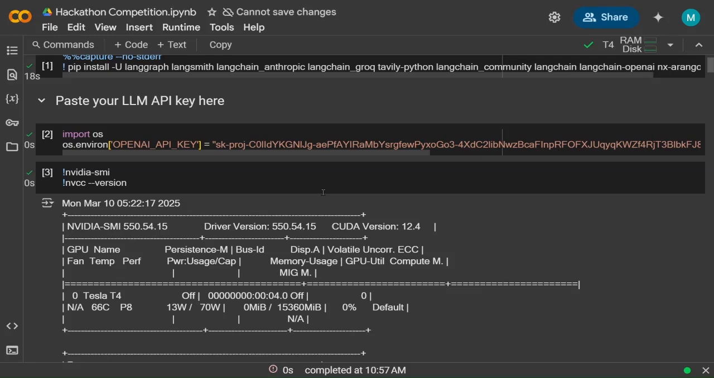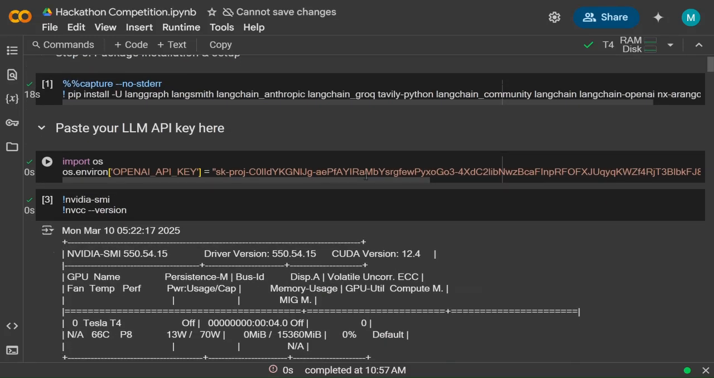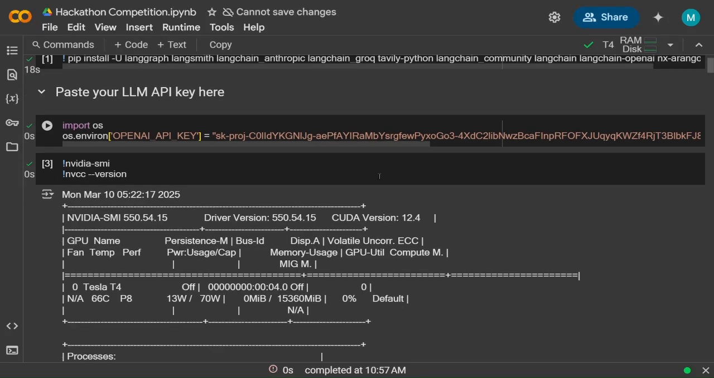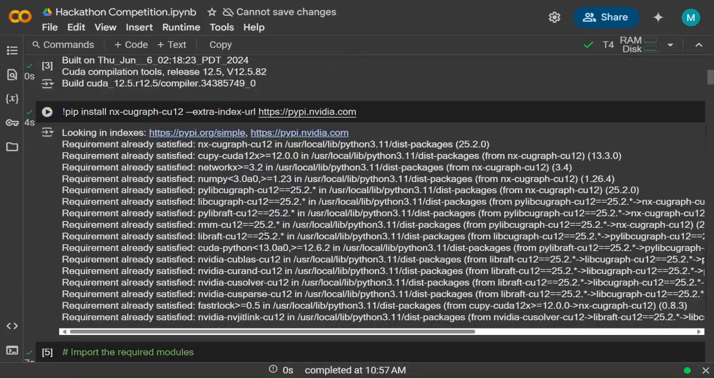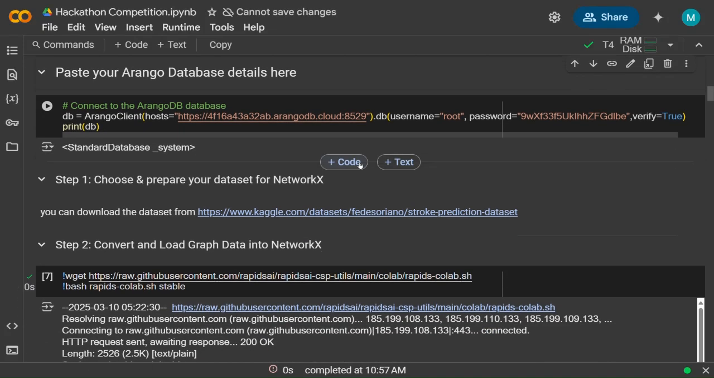So this is my files. This is the API key. By the time you use it, it won't be working. So please go to the OpenAI website and paste your API key here. These are the modules, and this was fine. The Arango client was fine very much.